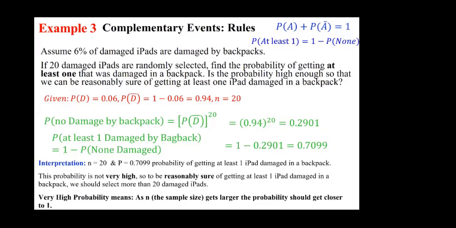This probability is not very high, so to be reasonably sure of getting at least one iPad damaged in a backpack, you need to get more than 20. So n equals 20 is not enough. To make sure we understand what's going on here, very high probability means as n, namely the sample size, gets larger, the probability gets closer and closer to 1. That's the idea behind this.